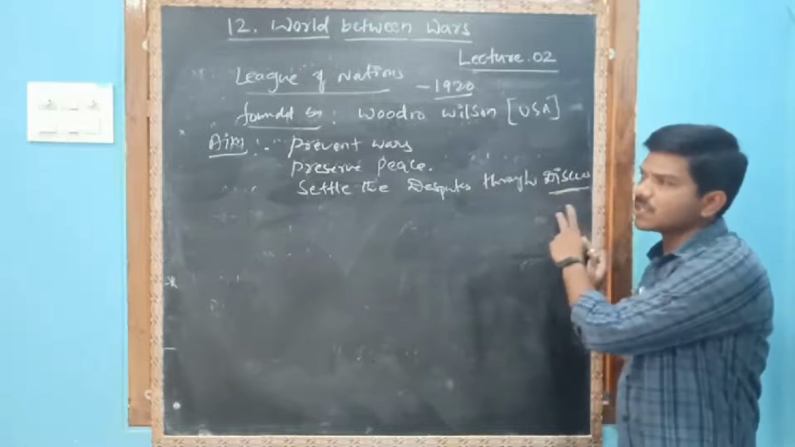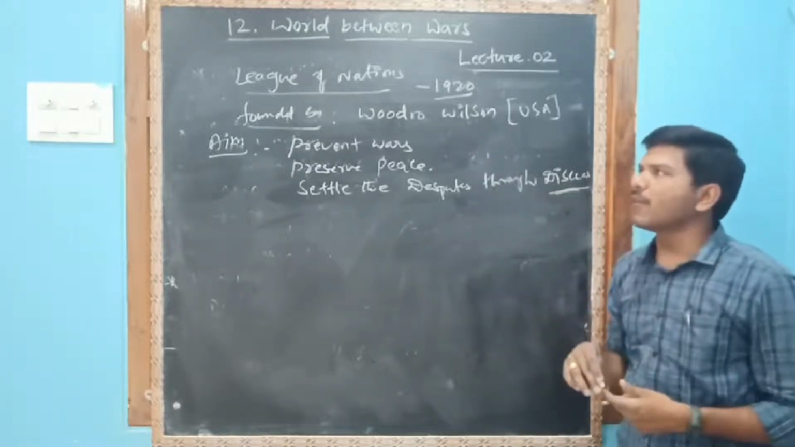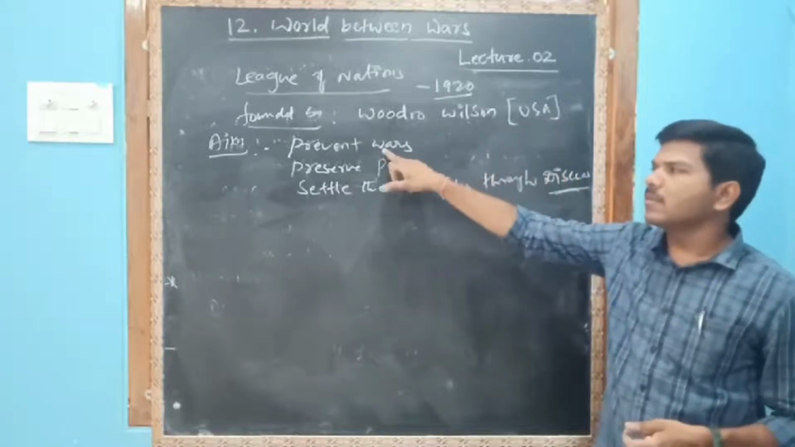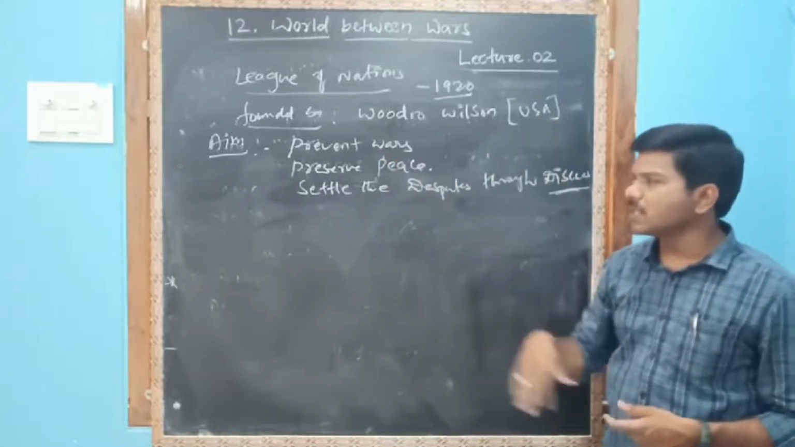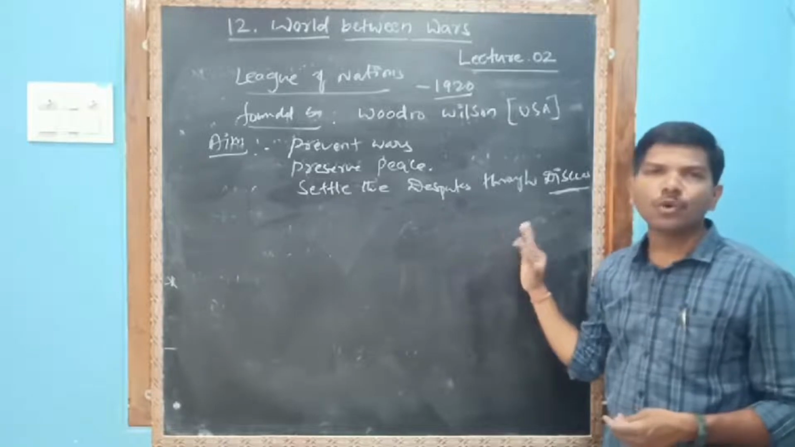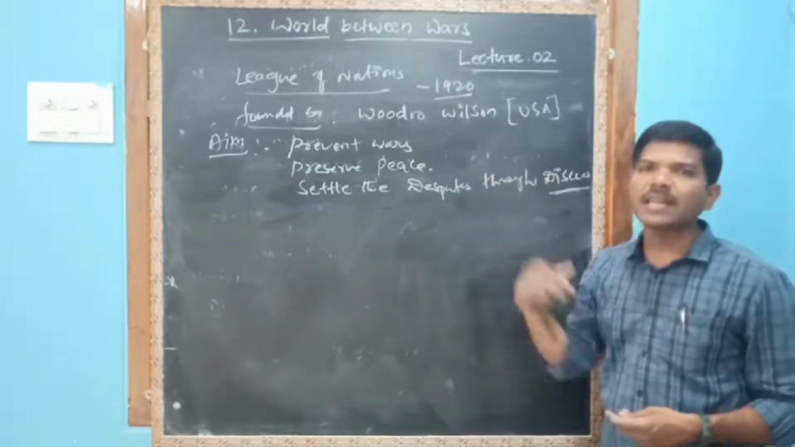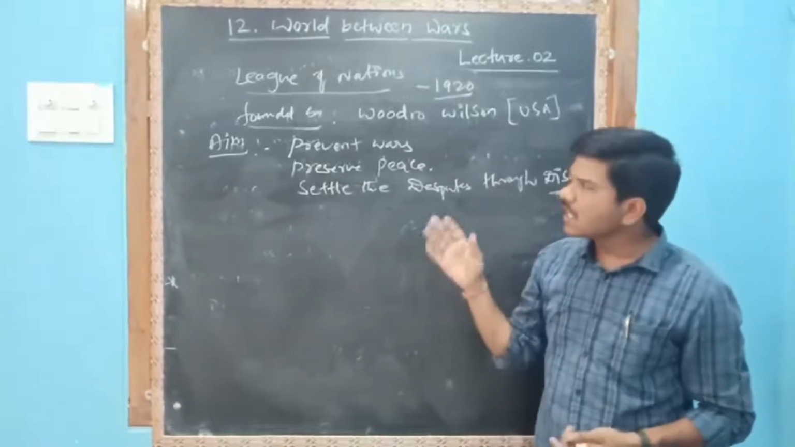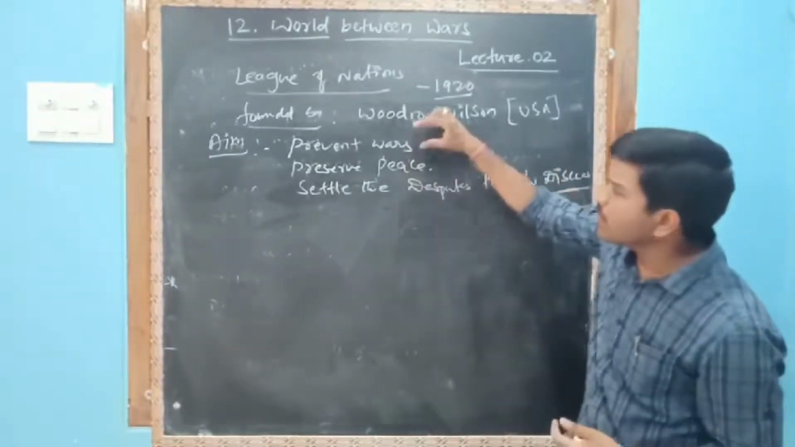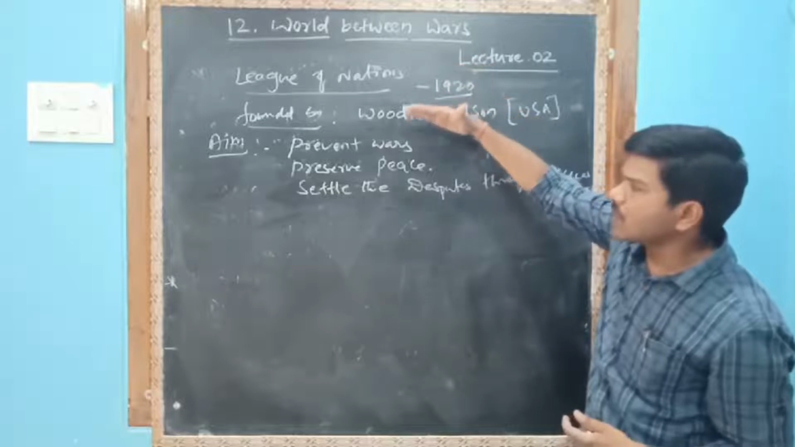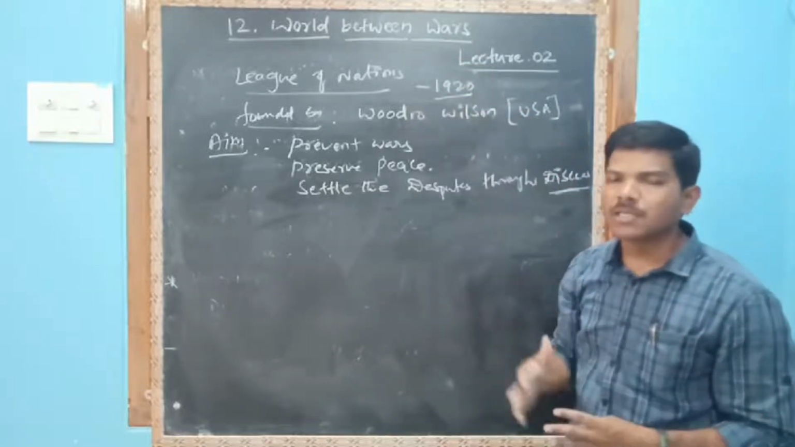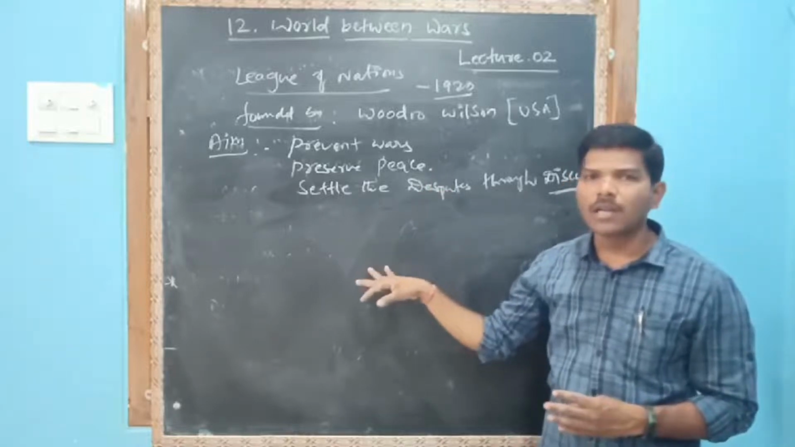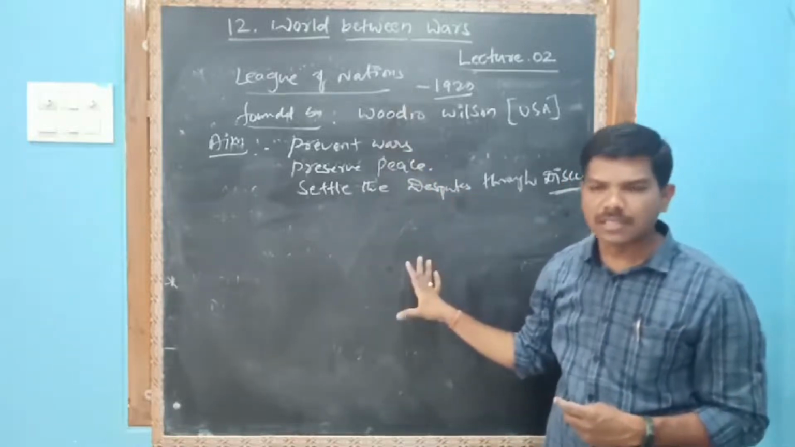or negotiations. League of Nations was founded in 1920 by Woodrow Wilson, President of USA. Aim: prevent wars, preserve peace, settle the disputes through discussions. So this was the main aim. But this League of Nations also failed to prevent the wars. Hence, the Second World War came. So this is about League of Nations.